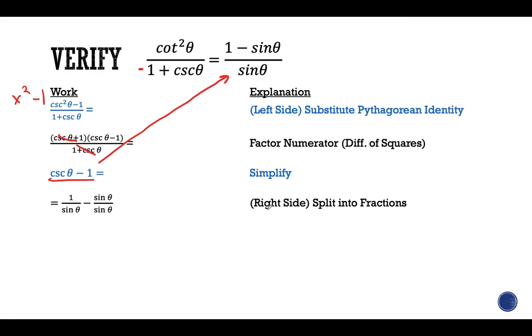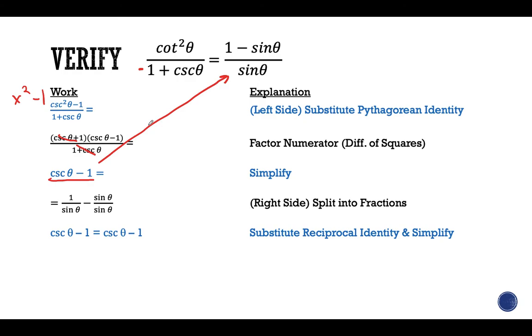So let's break that into two fractions, right? 1 over sine minus sine over sine. And then let's simplify, and use our reciprocal identity, right? 1 over sine is cosecant, sine over sine is 1. So I have now shown that the left side is equal to the right side by changing both of those into cosecant theta minus 1, right? And again, notice I did this problem in 5 steps, okay?